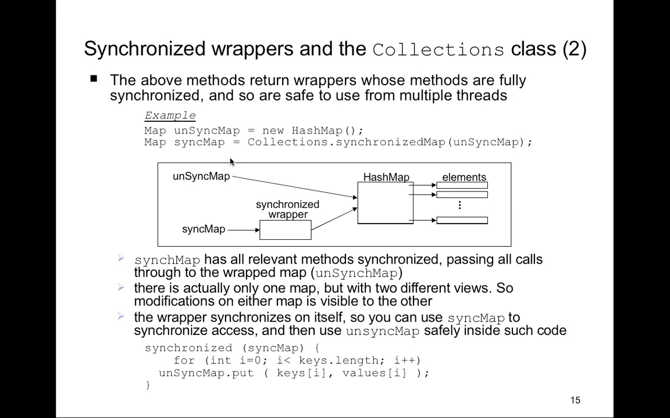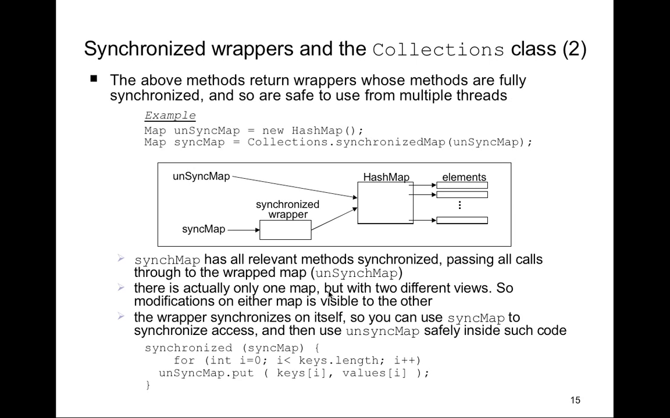Here's an example of a map where we have a map unsync map equal to new hash map, and then we have a map sync map, which is a Collections.synchronizedMap. We're going to send it the map, and we're going to synchronize it. So we basically put a synchronized wrapper on the map, essentially. So now we have the unsync map with a hash map, and then we have the sync map that's going through the synchronized wrapper that's also a hash map, and then we have elements that are inside of the hash map. And so the sync map has all of the relevant methods for the synchronized version of it, passing all calls through the wrapper map, unsynchronized map.